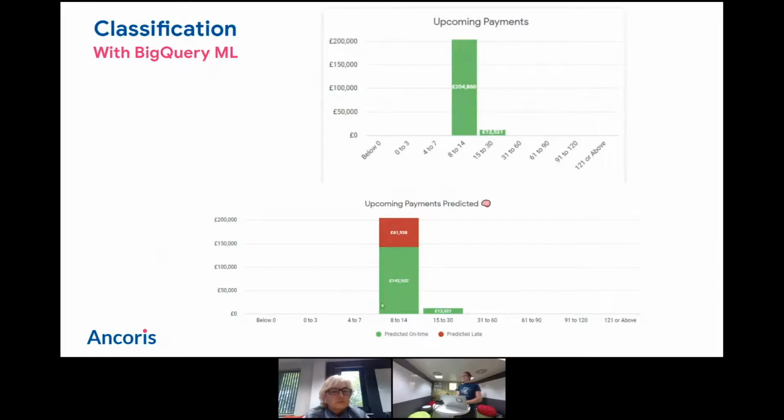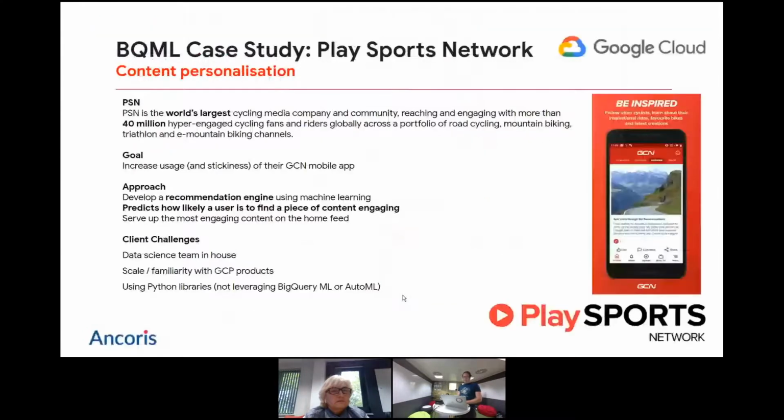What we do is we use BigQuery ML to look at the payment compliance of that customer and customers that are similar to it, and then we come up with a prediction of what reality is: that 61,000 of that 200,000 is actually going to be late. So that's an example of using BigQuery ML classification.